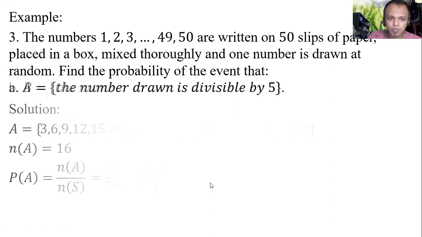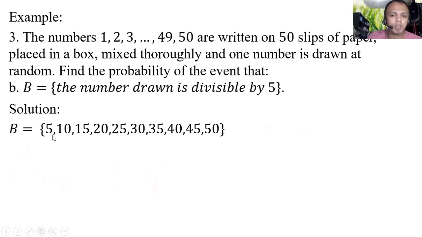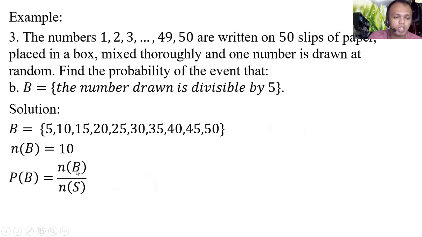Next, for B naman, the number drawn is divisible by 5. Now what is the probability? Again for B, from 1 to 50, yung divisible by 5 here is 5, 10, 15, 20, 25, 30, 35, 40, 45, 50. All in all, we have 10. Then for the probability, substitute your B here to 10, then your S naman to 50 kasi yung 50 yung slips of paper natin, yung numbers natin. Or in lowest term, we have 1/5.